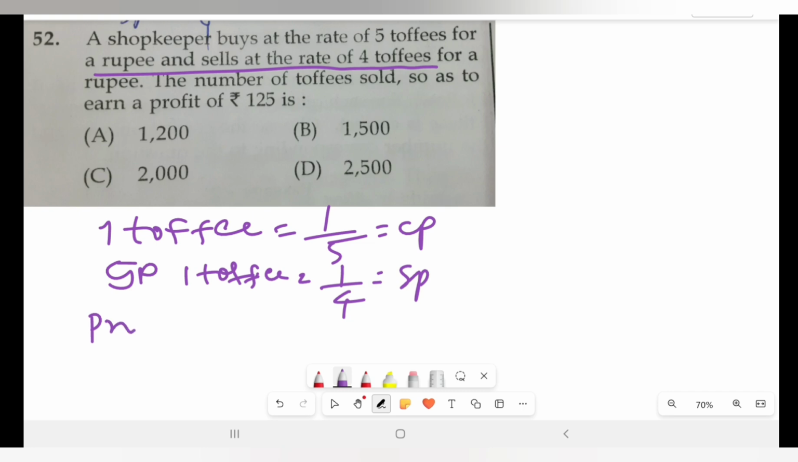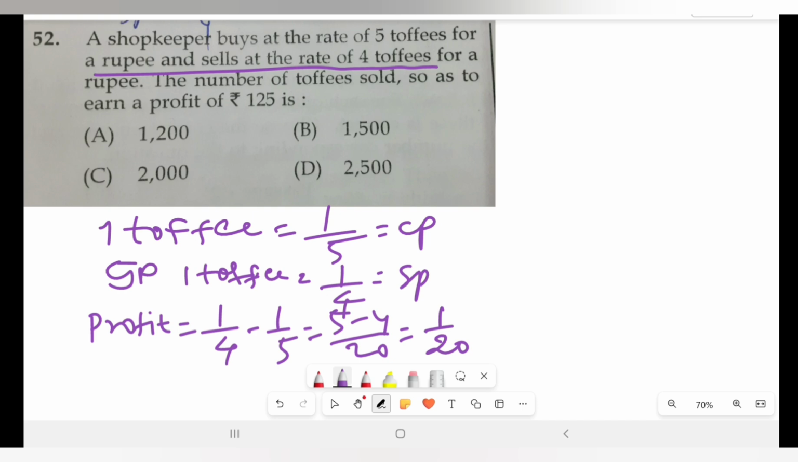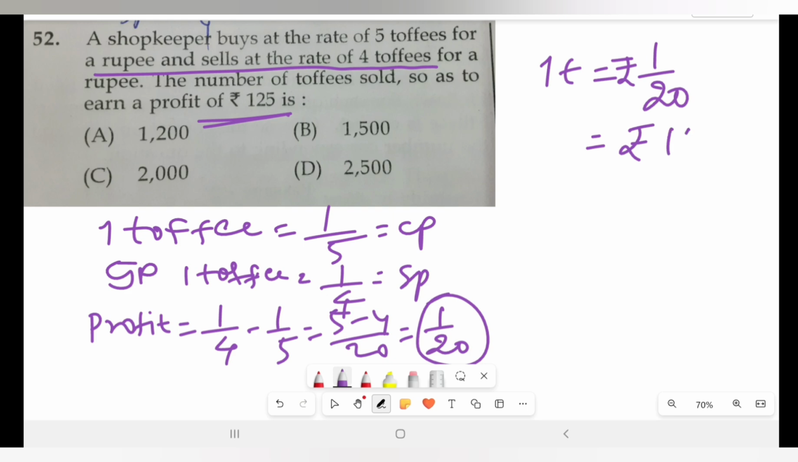Profit is equal to the difference between the selling price minus cost price, right? So if we subtract this, it will be how much? 1 divided by 20, right? So this is the amount of profit he earned for selling 1 toffee. How about if he made 125 rupees profit? So let us say for 1 toffee he earned 1 by 20 rupees. So for 125 rupees, how many toffees did he sell?